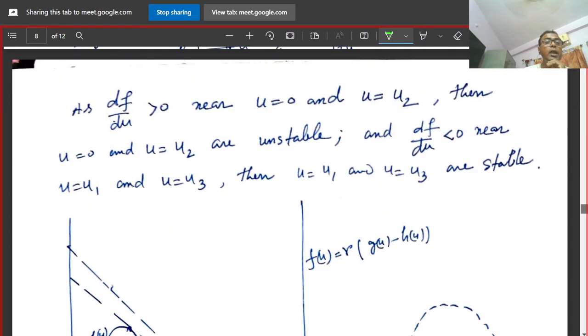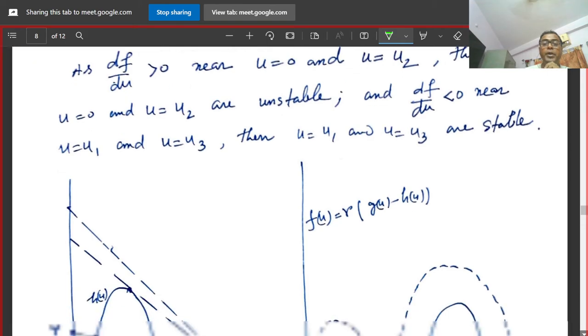As df/du is greater than 0 near u equal to 0 and u equal to u2, then u equal to 0 and u equal to u2 are unstable, and df/du is less than 0 near u equal to u1 and u equal to u3, then u equal to u1 and u equal to u3 are stable equilibrium points.